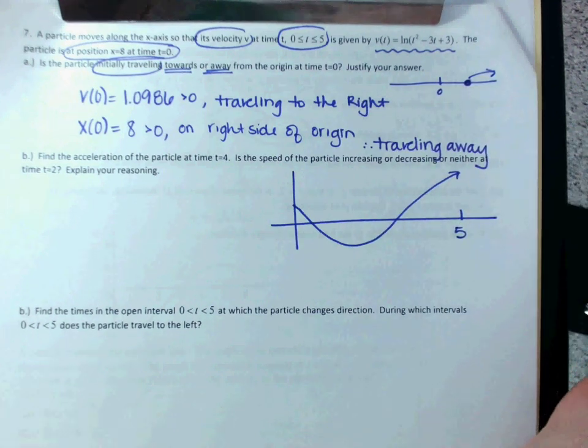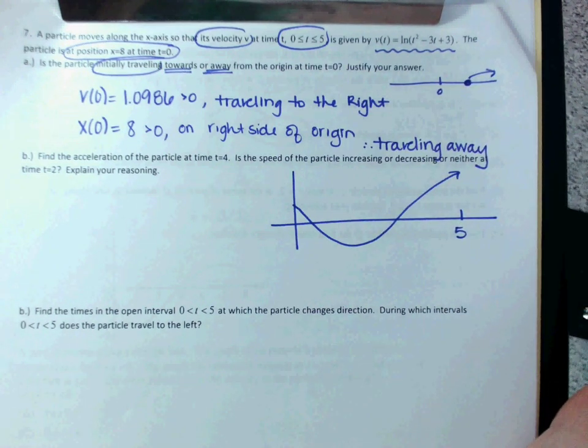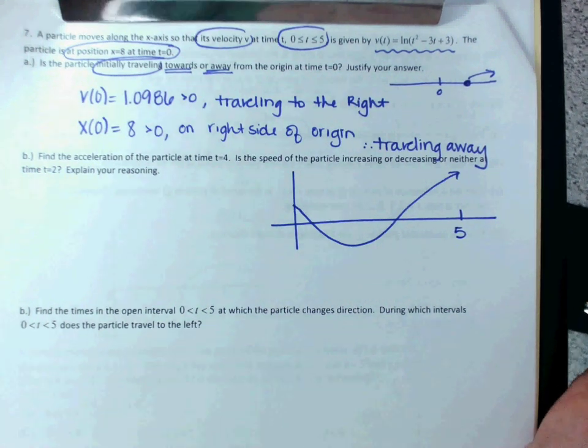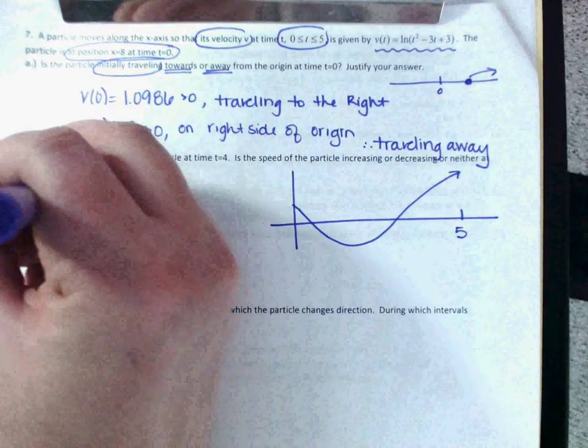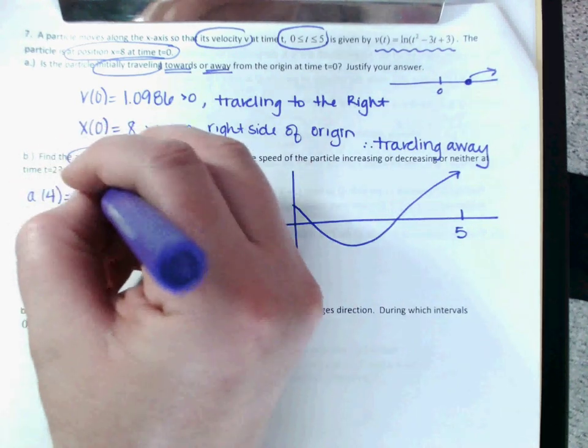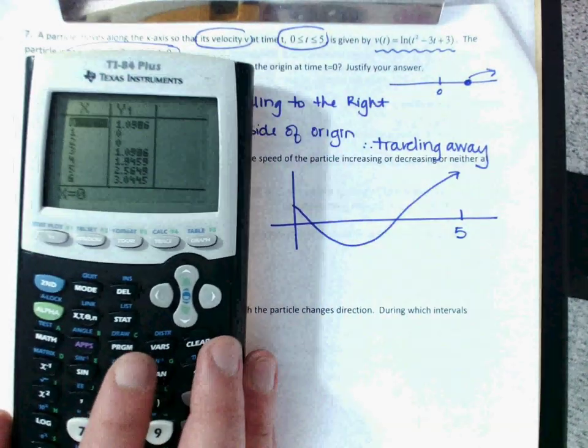Part B, find the acceleration of the particle at 4. Whenever I give this question, there's always somebody who's super extra that tries to take the derivative by hand. Waste of time. If I want the acceleration, a of 4 equals v prime of 4, and then you do it in your calculator. Do not do it by hand. It's a waste of time.